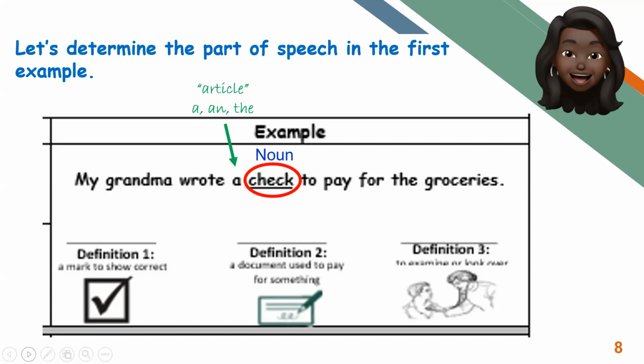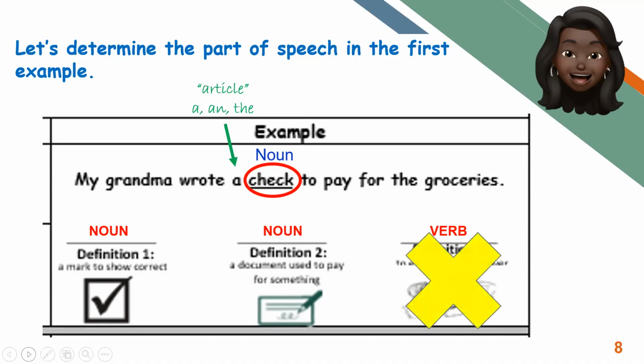Definition 1 shows a mark to show correct. Definition 2, a document used to pay for something. Definition 3, to examine or look over. If check is used as a noun in our sentence, we can go ahead and eliminate the last one because it is a verb. Definition 1 and 2 are nouns.